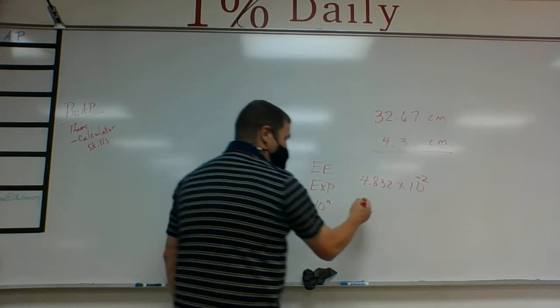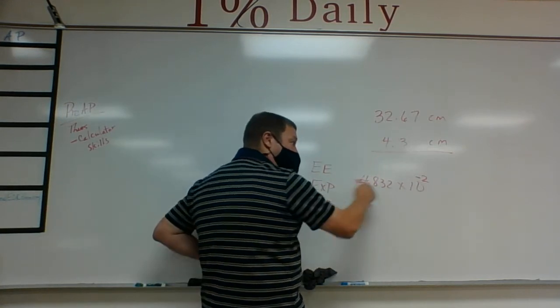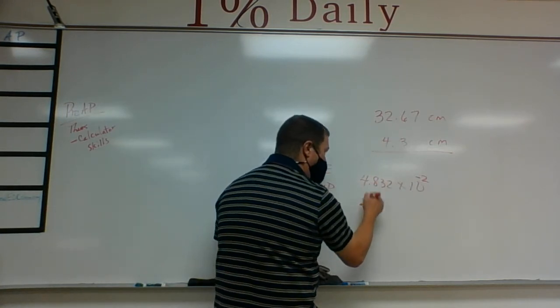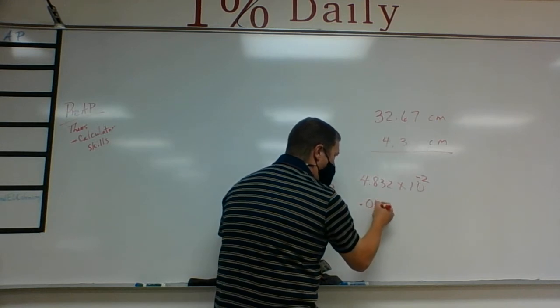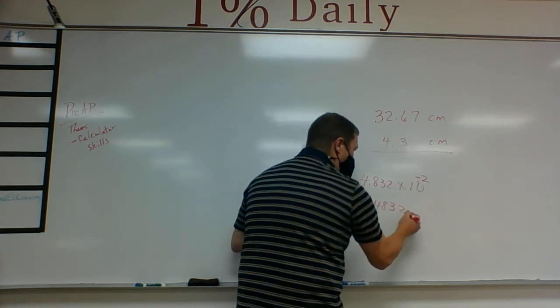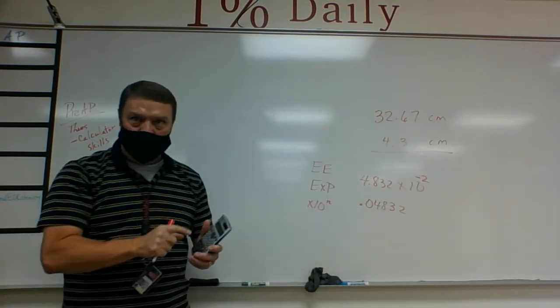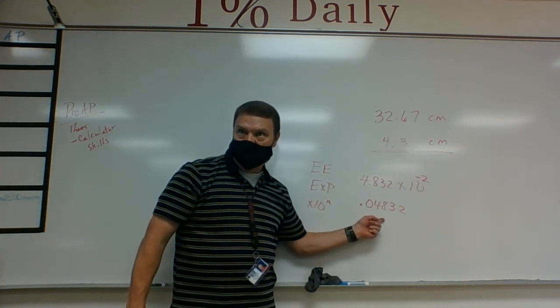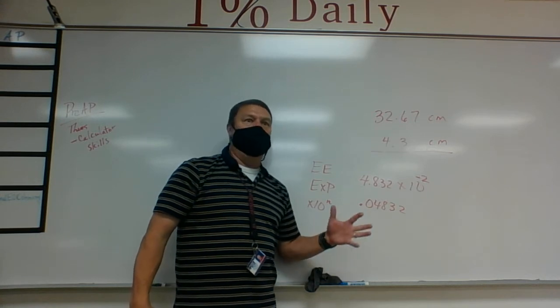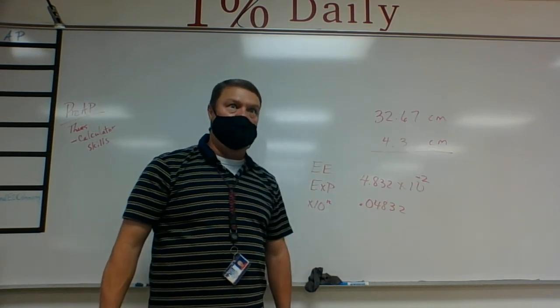Decimal goes the other way. So if I put, now let's go ahead and put it in like this and make sure, I should get an answer of 12.04832. So put 4.832 times 10 to the negative second equals, and see if it gives you this.